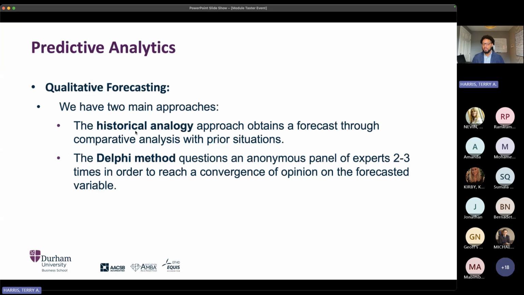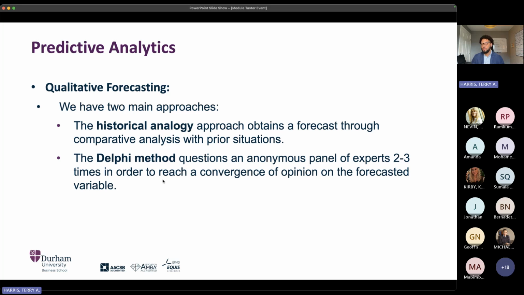So we discuss in some detail historical analogy and how we can go about ensuring that our historical analogies make sense. We also discuss the Delphi method. This is a type of qualitative forecasting technique that involves the impaneling of experts. So we have a panel of experts and we query these experts in order to converge on some opinion. It's a particular type of approach where we have a panel of experts and we query them.